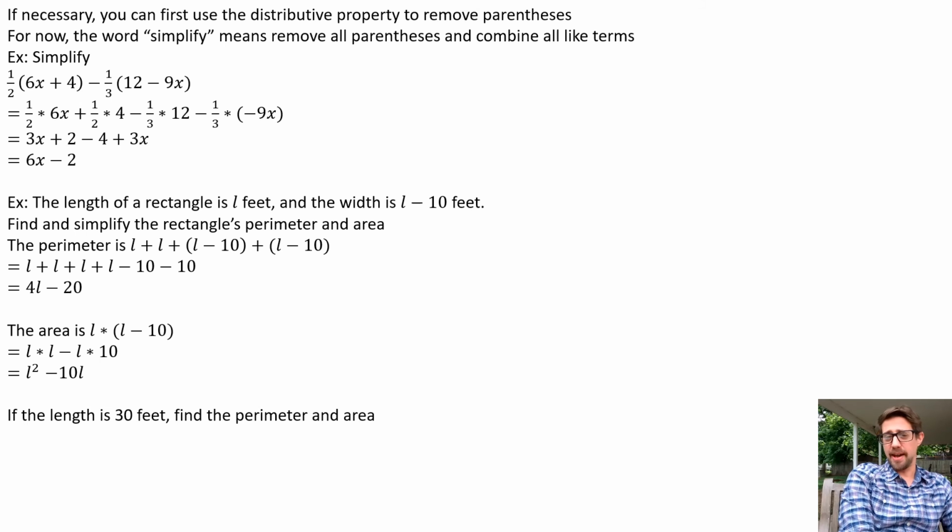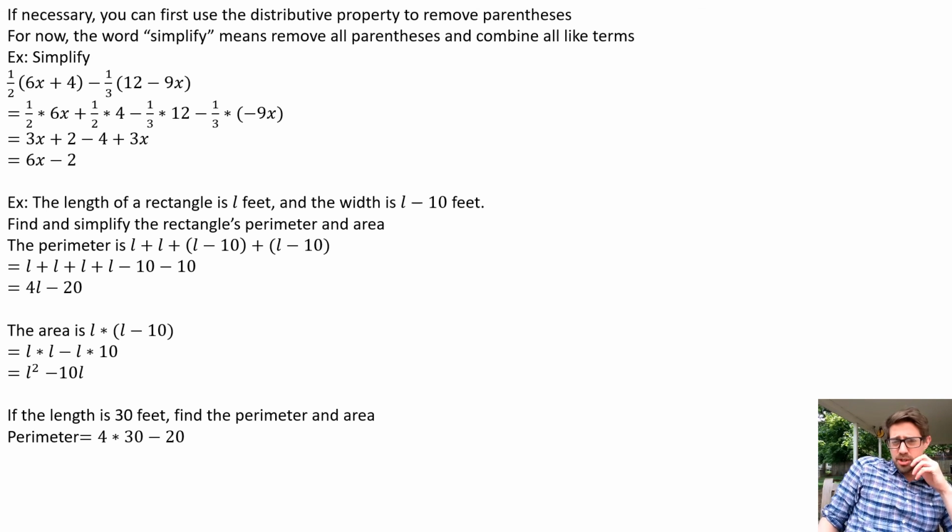So now let's actually do that. If the length is 30 feet, find the perimeter and area. And now it's easier to do that because you have nice, concise little expressions for them. See? So it came in handy to use algebra. So now I'm asking you to evaluate these two expressions for L equals 30.